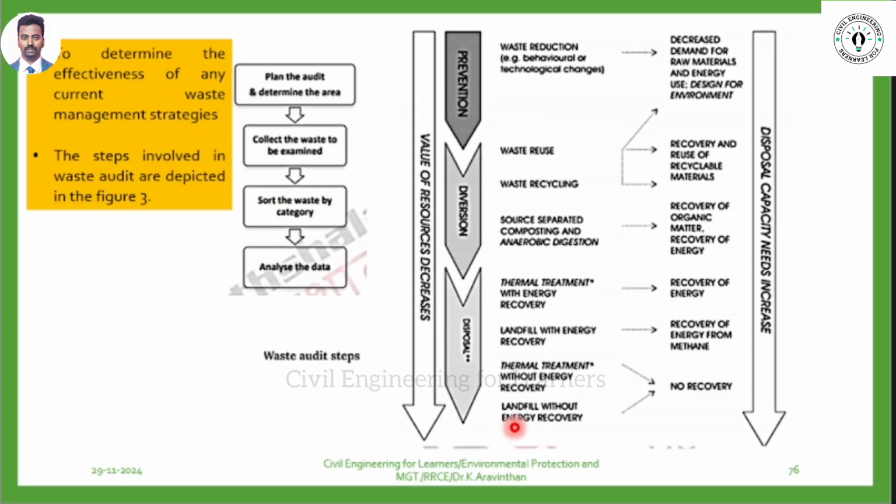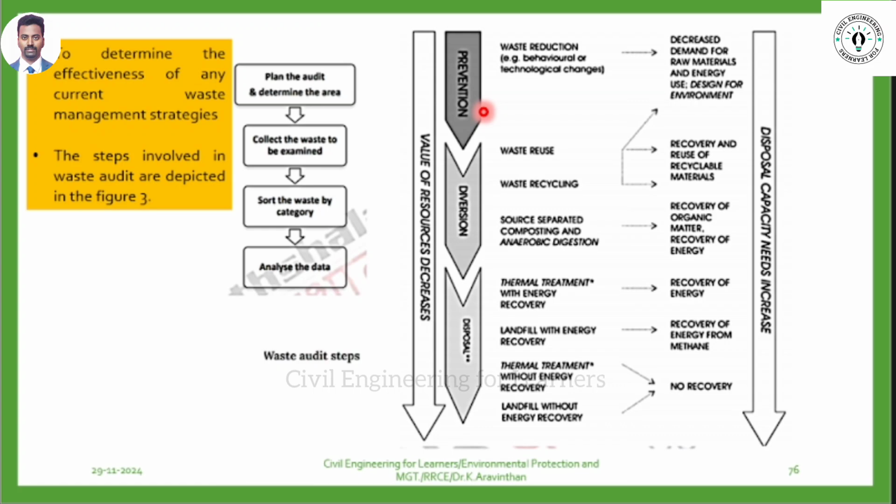To conduct the waste audit, these are the following steps. First thing is plan the audit and determine the area where you should go for the waste audit. Collect the waste to be examined, sort the waste by category and analyze the data. These are the 4 steps. They prevent environmental waste.